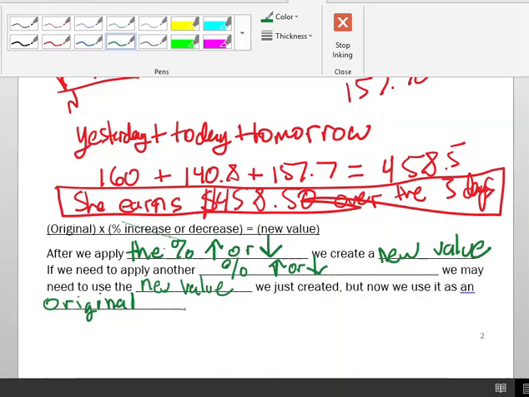Okay, you guys are going to head into partner practice. You're going to head into independent practice. And I will go over number 5 on the independent practice at the end of class. So good luck. Get to work.